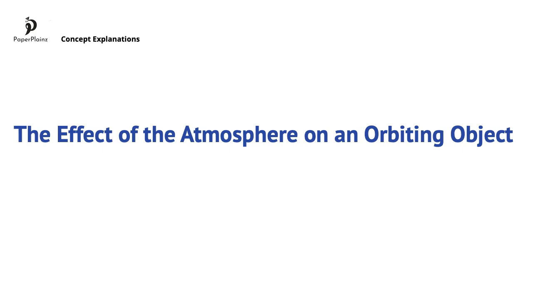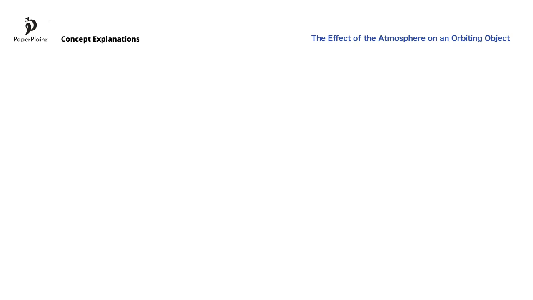This video is about the effect of the atmosphere on an orbiting object. Let's picture planet Earth and a satellite that is orbiting Earth in a low orbit. Such satellites are at an altitude of 2000 kilometers or less above the surface of Earth.